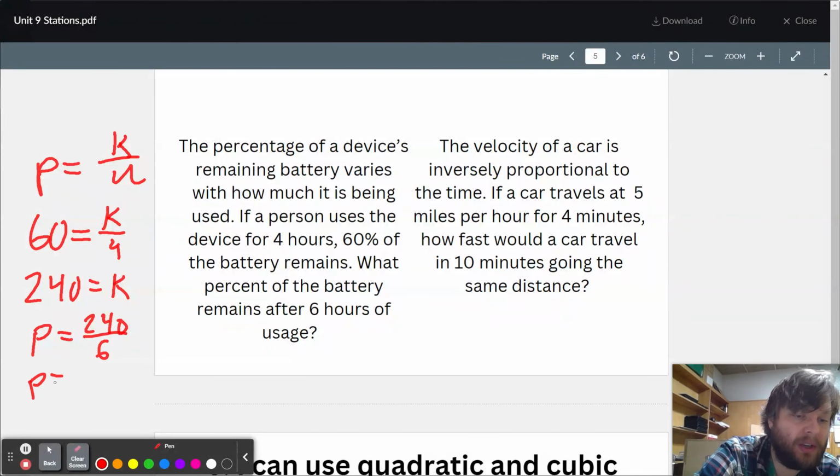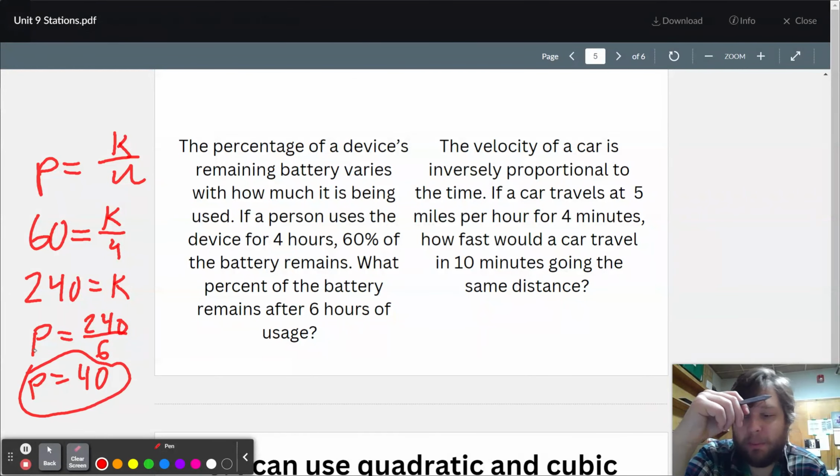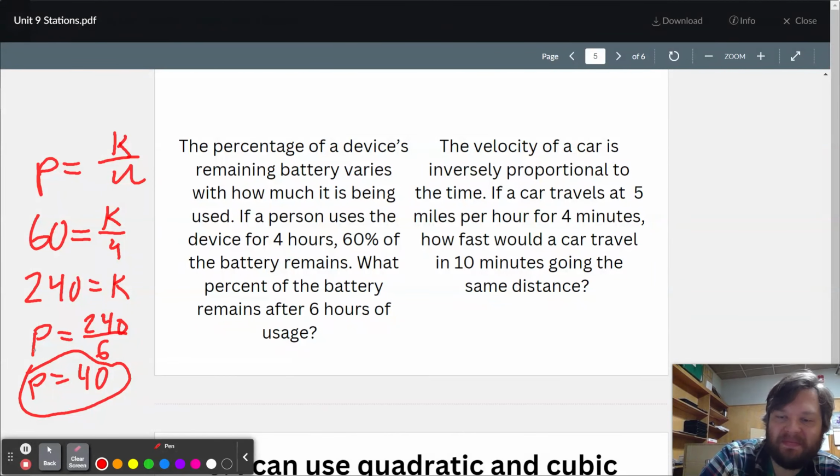And you get that the percent is equal to 40. The first way I set it up with the direct variation would mean that you'd have more battery the more you use your phone. That would be nice. That's not really how it works.